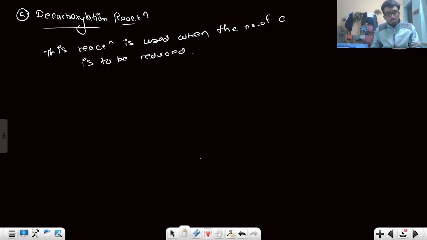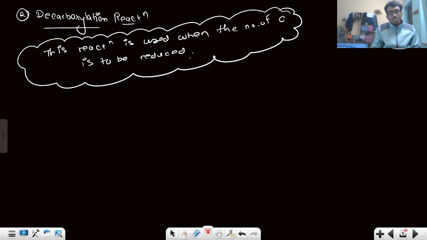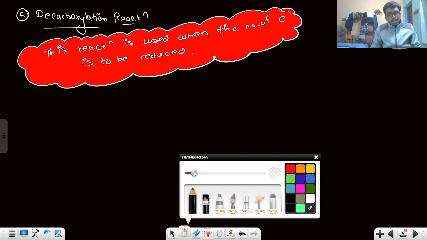When I do some questions, then you can understand what this means. But when you have to reduce the number of carbons, in that case you can use this decarboxylation reaction. Clear or not clear? So when you have to reduce the number of carbons, you are going to use decarboxylation reaction.